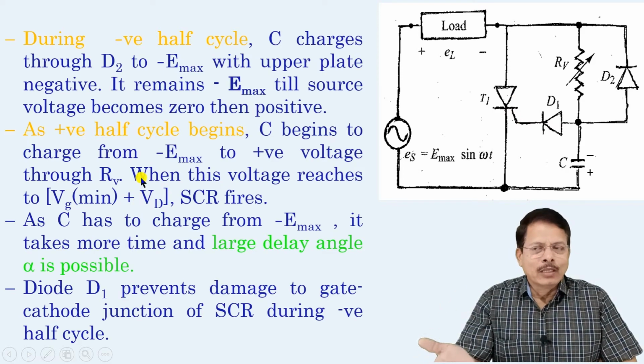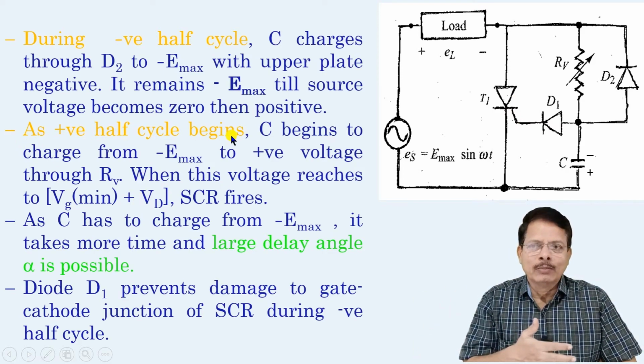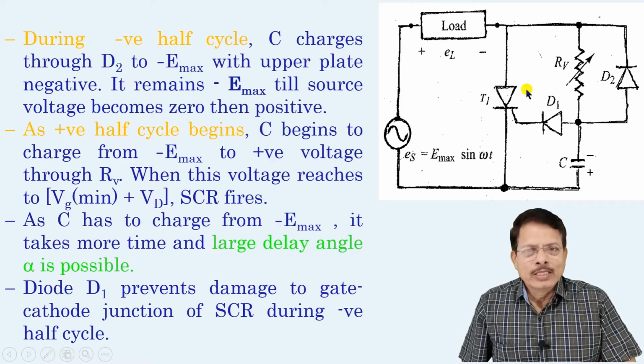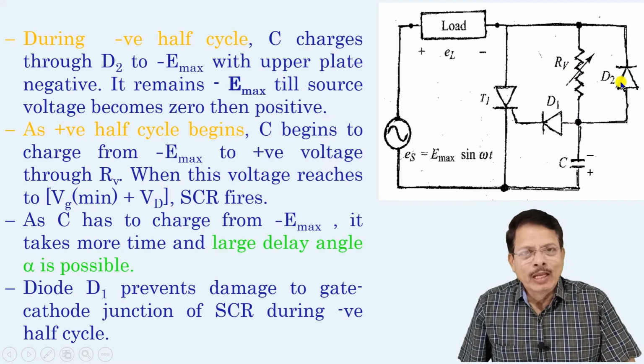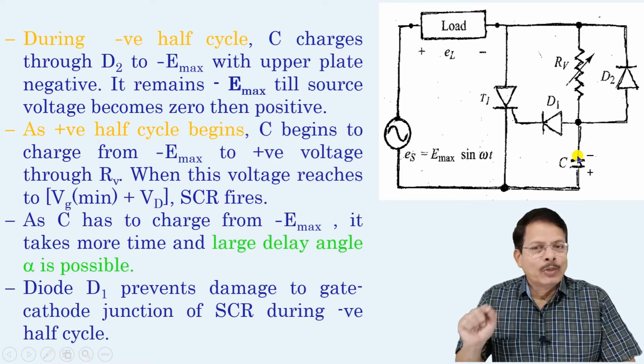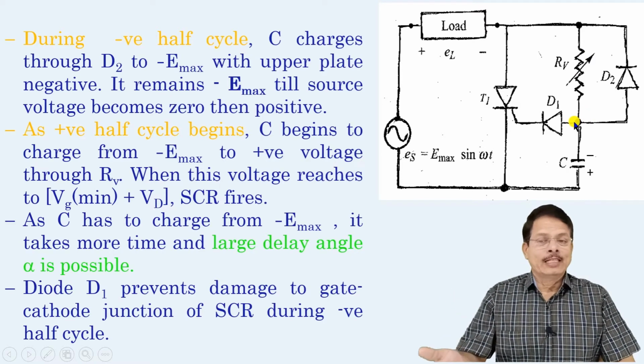Now consider that the positive half cycle appears. As the positive half cycle begins, the upper terminal of the capacitor will be positive with respect to the negative, and this positive terminal will charge the capacitor through RV. So through RV the capacitor gets a charging current. Now D2 is reverse biased because the positive half cycle has begun, and this charging current will charge this capacitor. You see, the capacitor's upper terminal voltage begins from minus E max, and therefore it will take more time to get positive and to reach some triggerable voltage, right?